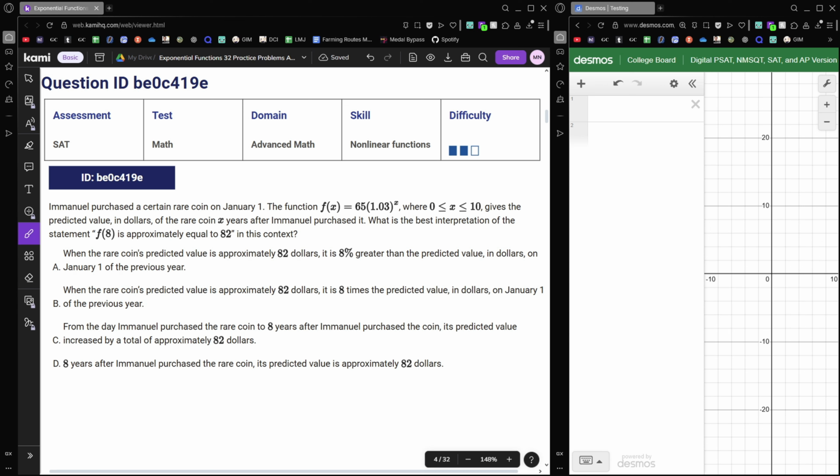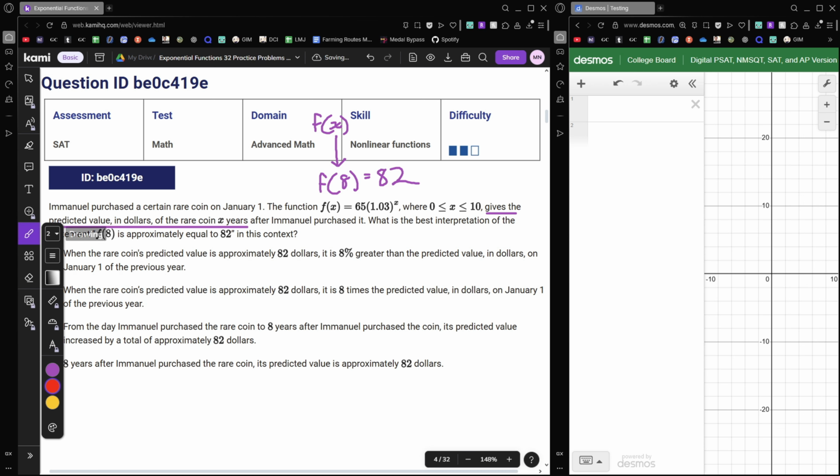What is the best interpretation of the statement f of 8 is approximately equal to 82 in this context? So we're given that f of 8 is equal to 82. And you should note that f of 8 is just replacing f of x. Now it's also given to us that f of x gives the predicted value in dollars of the rare coin x years after Emmanuel purchased it.